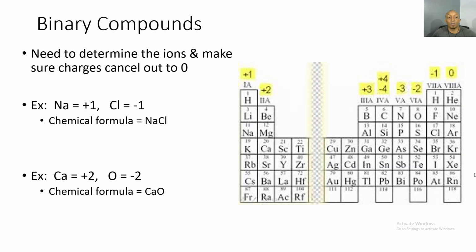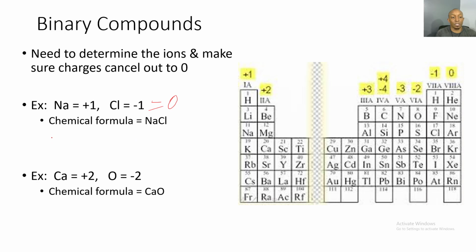So let's take a look. We need to determine the ions and make sure charges cancel out to zero. So let's look at our first one. If we look at Na, which is sodium, sodium has a +1 charge when we take a look at our oxidation chart. And then we look at chlorine. Chlorine has a -1 charge when we look at our oxidation chart. So a +1 and a -1 ends up giving us 0. So they cancel out, 0. So our chemical formula would be NaCl.